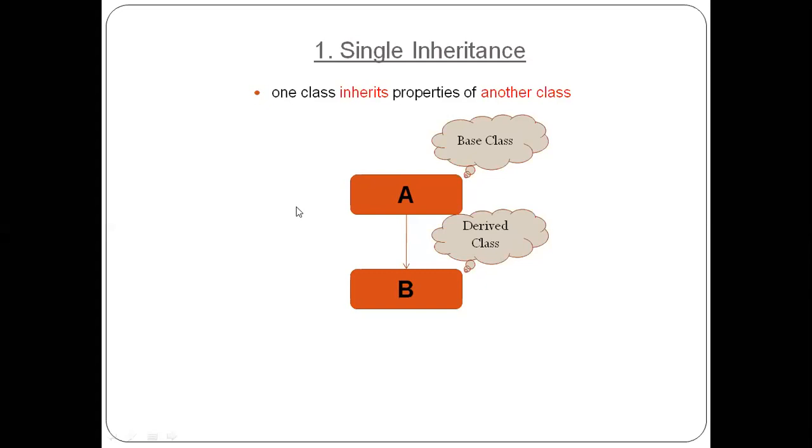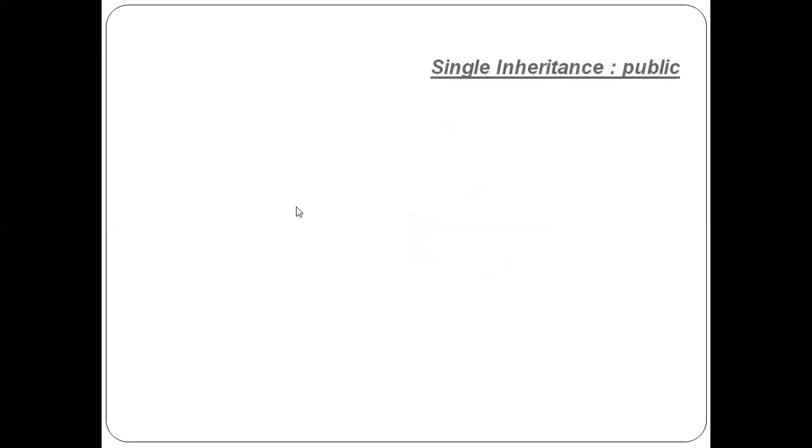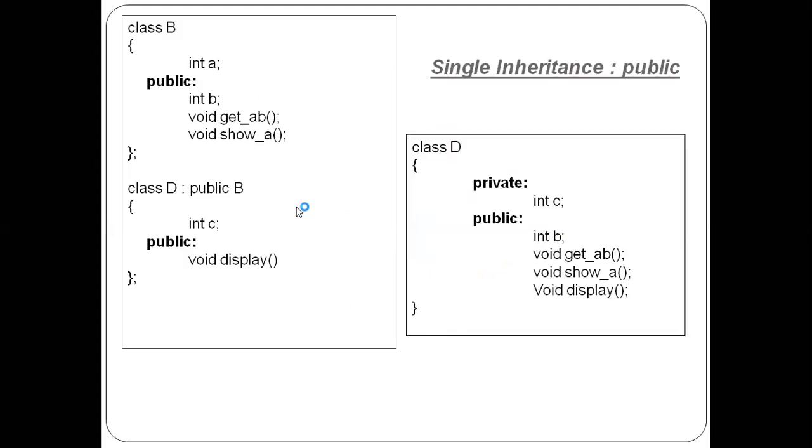In the previous lecture, we started with the first type, that is single inheritance. What is the logic behind single inheritance? One class is going to inherit all the properties of another class. It means the derived class is going to inherit all the properties of the base class. With respect to that, we discussed this particular example.